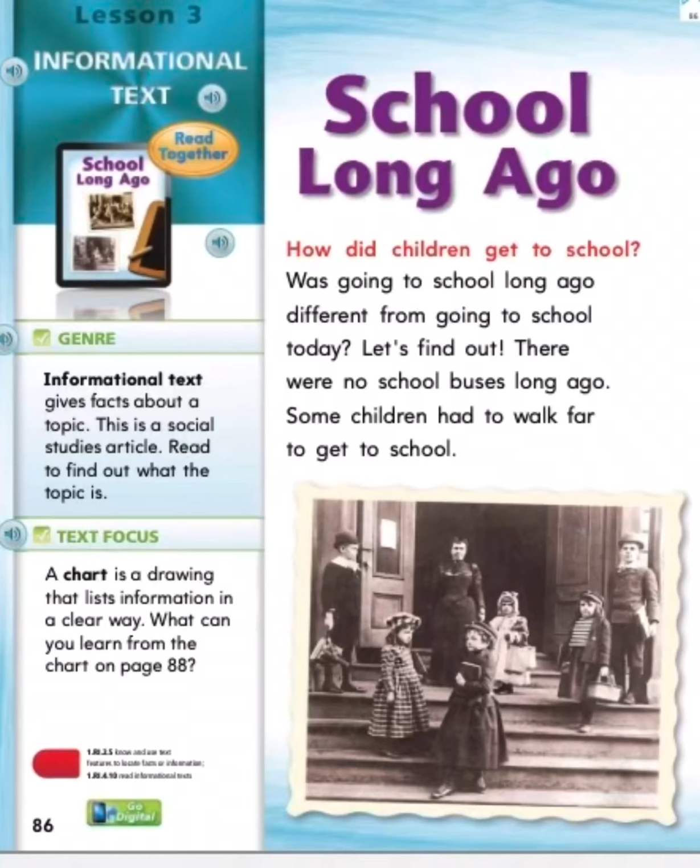School long ago. How did the children get to school? Was going to school long ago different from going to school today? Let's find out. There were no school buses long ago. Some children had to walk far to get to school.